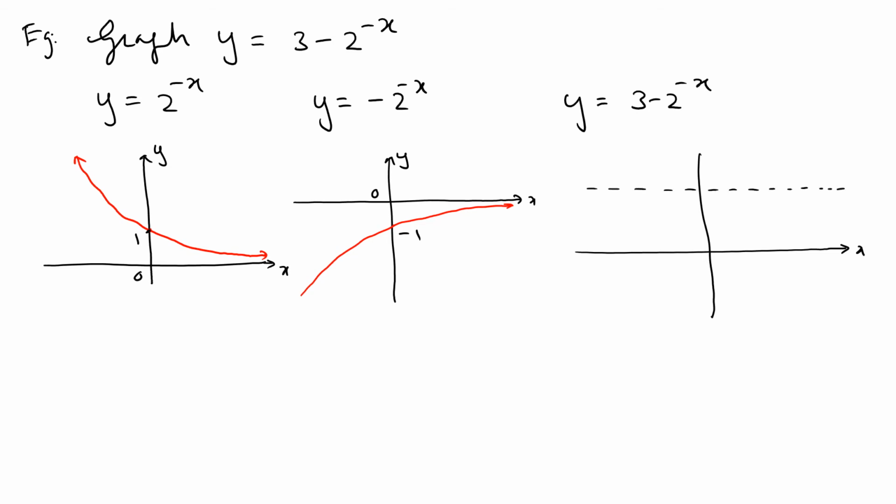It passes through 3. And also we can find the y-intercept. Y-intercept means you plug in x equals 0. If you plug in x equals 0, you get 1. That means the graph passes through 1. So finally, you're going to get a graph like this. So that's the graph of the function. This passes through 1.